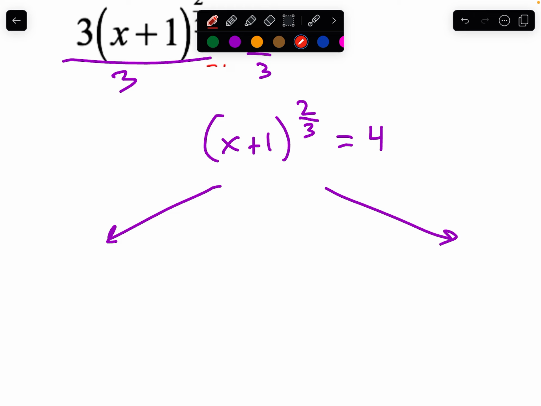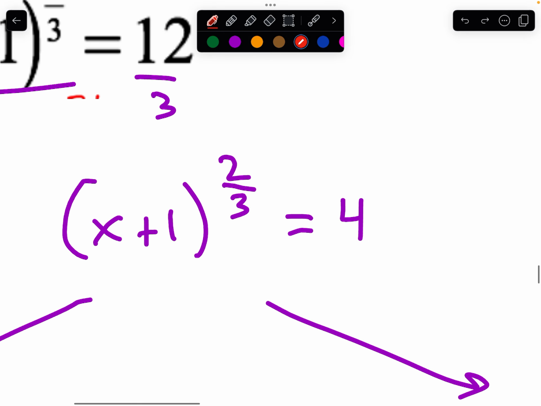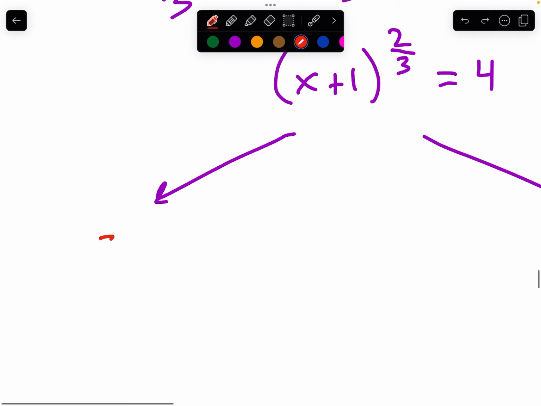Option number 1 I'm going to do in red, and in this option here we're going to take x plus 1 to the power of 2/3 and we're going to rewrite it as a radical. And remember, the top number in this rational exponent tells us what the power is for x plus 1, and the bottom number 3 tells us what type of root we're dealing with. So when I go to rewrite this as a radical expression, we will have the cubed root of x plus 1, squared.